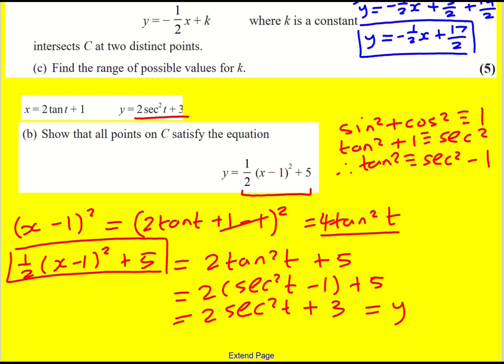So definitely start with that one rather than with y and trying to get back. That's all we need to do as required.